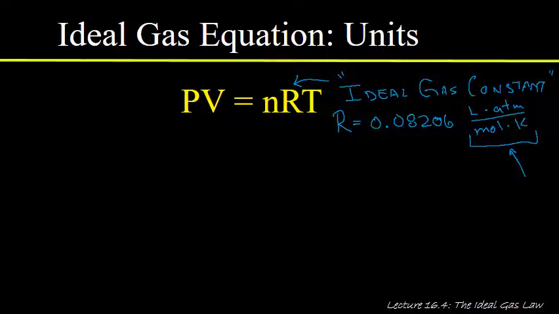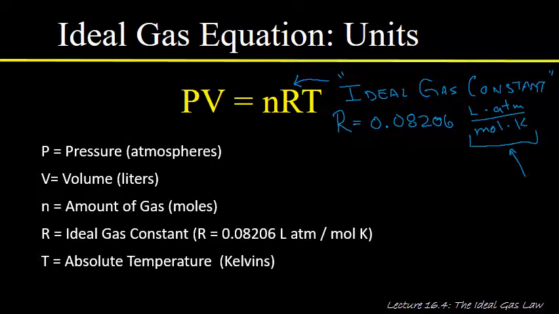So if we look at the other variables, this tells us that when we do calculations with the ideal gas equation, we need to make sure that our pressure is in atmospheres, our volume is in liters, the amount of gas is in moles, and the temperature, as we said in one of the other videos, we always want to use absolute temperature, which means the temperature needs to be in kelvins. That means that you may need to do some kind of a unit conversion as part of the ideal gas law calculation.